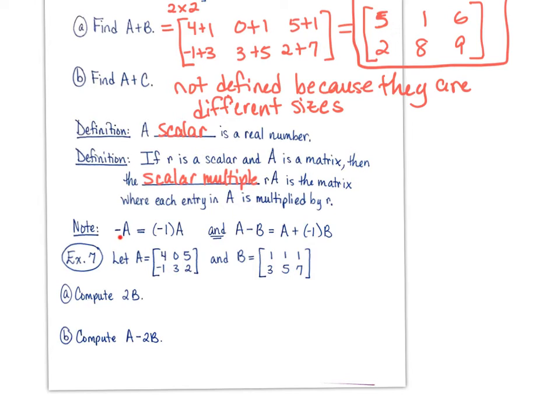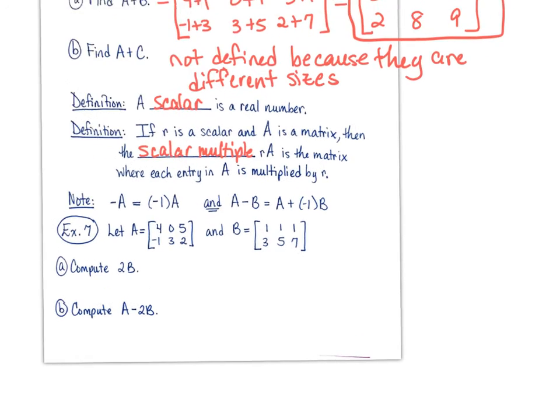Notice that negative A is the same thing as negative 1 times A. So A minus B, when you're subtracting, is the same thing as A plus negative 1 times B. Okay? Now, let A be equal to this 2 by 3 matrix, and B be equal to this 2 by 3 matrix. Compute 2 times B. Compute A minus 2 times B.